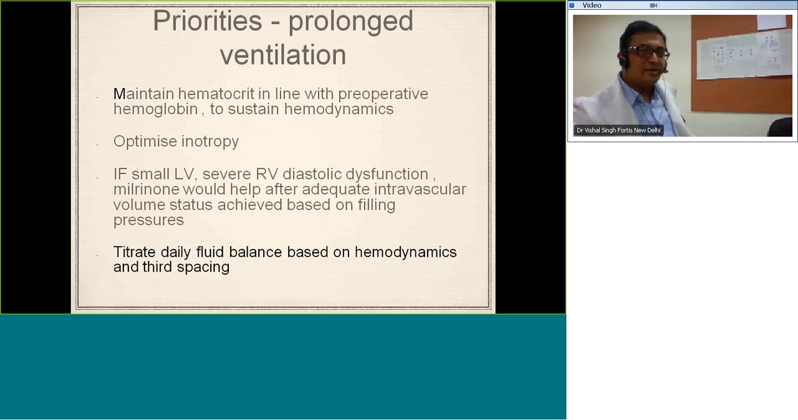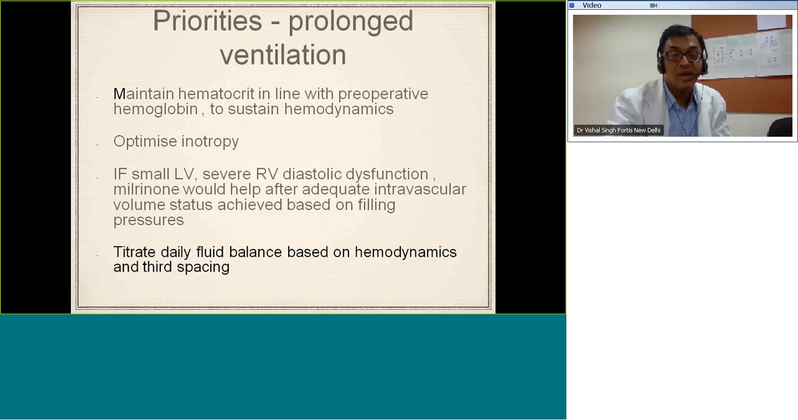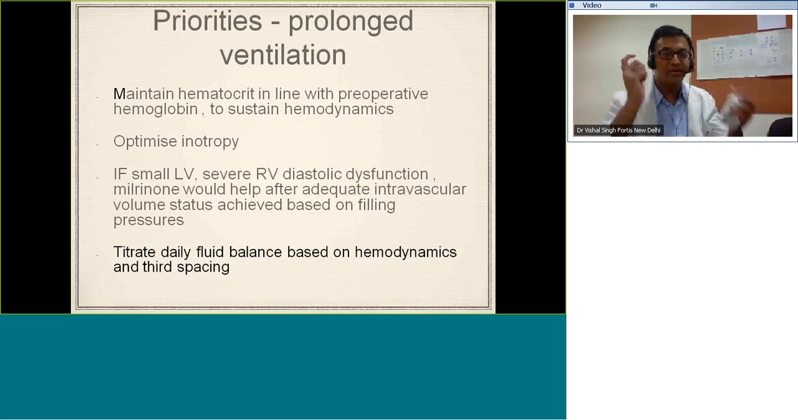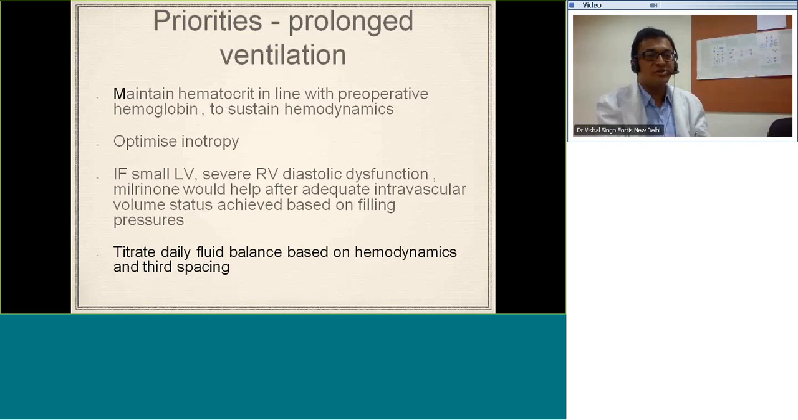If you do end up with a case of prolonged ventilation, and when I say prolonged ventilation, it's more than 24 to 48 hours, always ensure the hematocrit is maintained in line with the preoperative hemoglobin to sustain hemodynamics. I've already illustrated it before. Optimize your inotropy. If small RV or severe RV dysfunction, milrinone may help in optimizing the patient after you have maintained adequate filling pressures. So milrinone can be used as an add-on to either dobutamine or adrenaline. Also titrate daily fluid balance based on hemodynamics and third spacing. A long-standing patient invariably will accumulate fluid in his body, but how much negative balance you want to keep, whether 10 ml per kg or 20 ml per kg, will depend on the hemodynamics and on the level of third spacing, ascites, pleural collection, and so on.